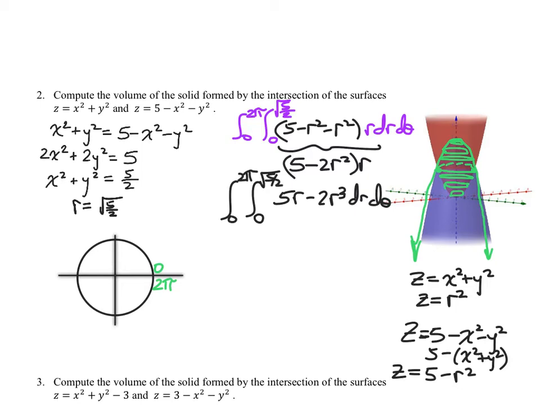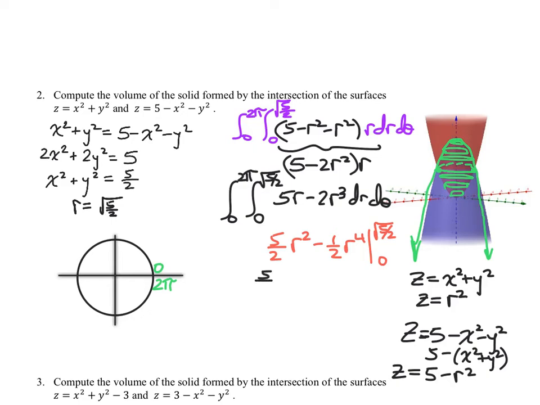it's just reverse power rule. Increase the power by 1. Divide by the new exponent. Increase the power by 1. Divide by the new exponent. All right. So this is going from 0 to root 5 over 2. That's nice. We have even powers. That's the best thing that could happen when you have a square root that you're putting in.